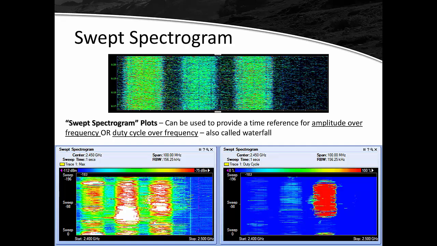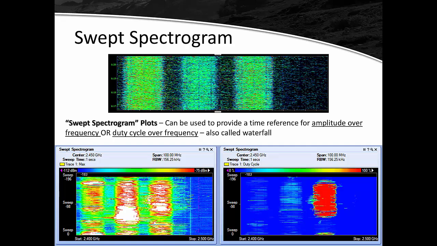And some spectrum analyzers will use red for heavy energy, green for medium energy, blue for low energy, and so forth. With the swept spectrogram, sometimes called a waterfall view, you'll be able to see how RF looks in that space over time. And this is relevant to the duty cycle as well, because on the swept spectrogram, if you see it's just continually heavily utilized, that's a high duty cycle or high utilization, right?